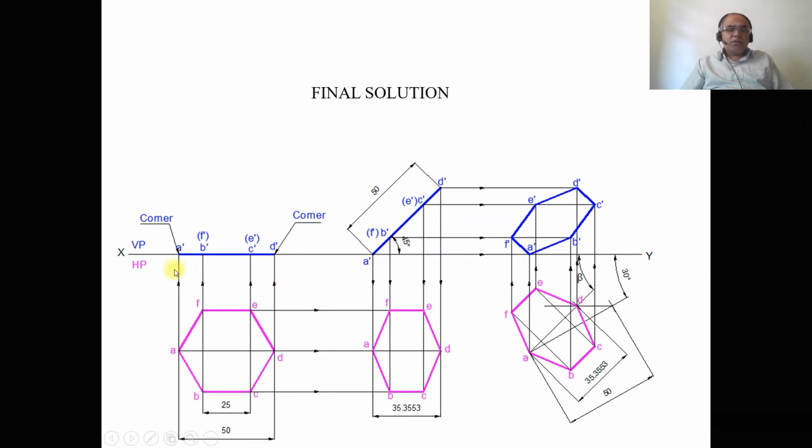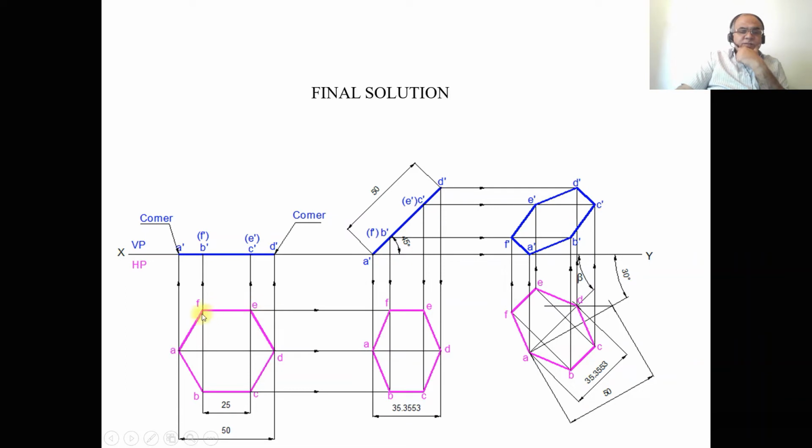Now we are going to try to solve this problem by using the sketchbook. To do that, first we will draw a thin XY line. Draw a horizontal line in the sketchbook with a thin line. You mark XY and VP and HP.